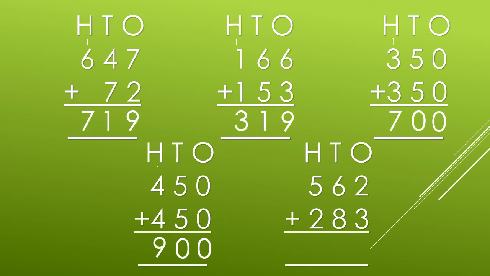Next sum numbers are 562 and 283. Add the ones. 2 plus 3 equals 5. Write 5 under ones. Add the tens. 6 plus 8 equals 14. 14 tens means 100 plus 4 tens. Write 4 under tens and carry 100 to hundreds. Now add hundreds. 1 plus 5 plus 2 equals 8. Write 8 under hundreds. So 562 plus 283 equals 845.